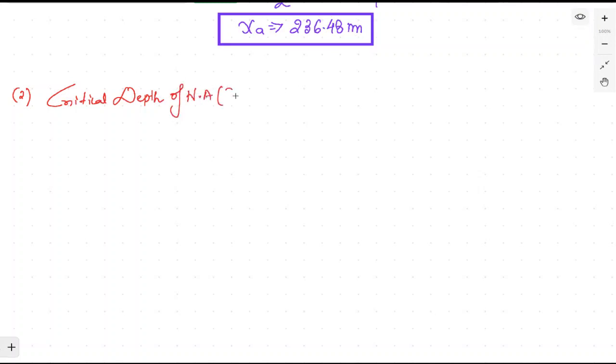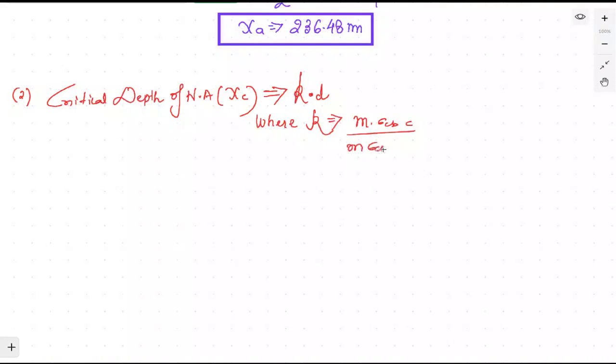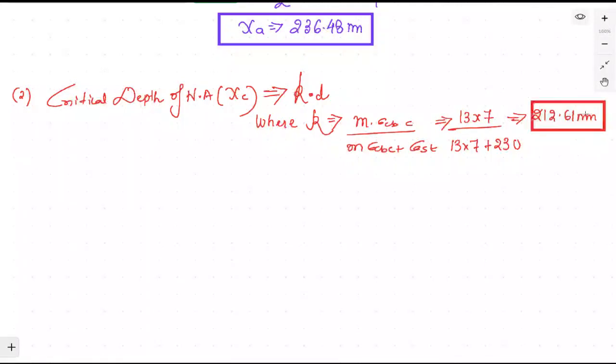Let's say that we are denoting this with XC. Code says that the critical depth of neutral axis XC is equal to K, a constant, into the effective depth d, where K is equal to m into sigma cbc divided by m into sigma cbc plus sigma st. This is the value of K. You just have to put the values. This is 13 into 7 divided by 13 into 7 plus 230. When you calculate, you will get the value 212.61 mm. It means that this is the critical depth of neutral axis. ये critical हो गया, ये actual हो गया.